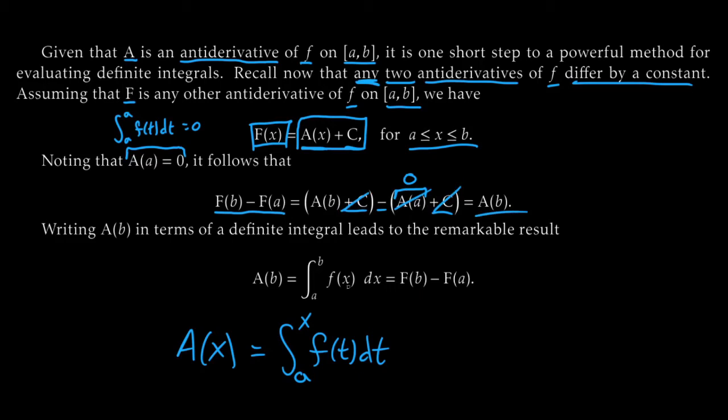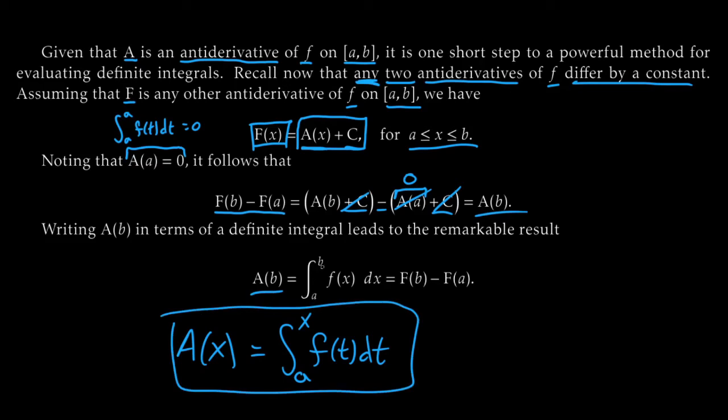But hey, A of b? Well, look at the definition of A down here. A of b is just the integral from a to b of f of x dx. Oh, wow. Okay, this is a definite integral. I have figured out a formula to tell me the value of a definite integral. This is part 2 of the fundamental theorem of calculus, so let's talk about it.